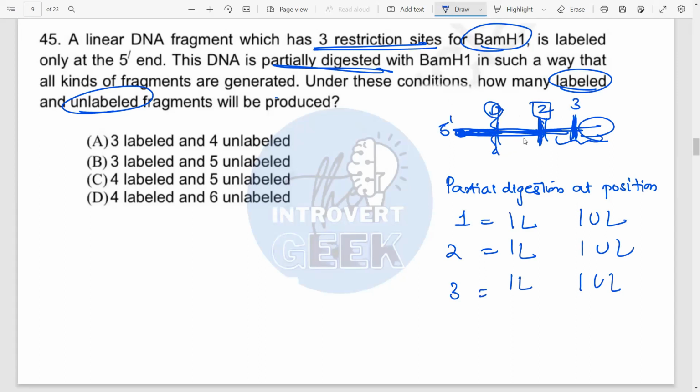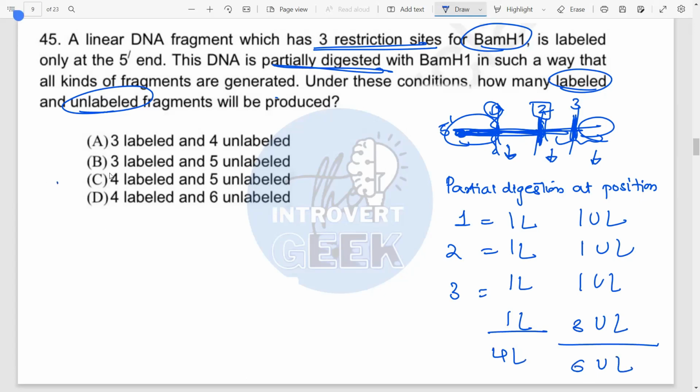Now imagine you have cut at position 1, position 2, and position 3 all together. When cut at position 1, you will get one labeled fragment. Then here will be your second fragment, this will be a third fragment, and this will be a fourth fragment. The second, third, and fourth fragments will be unlabeled. So count the total: you will have 4 labeled and 6 unlabeled fragments. Option D, 4 labeled and 6 unlabeled. Hope this was clear.